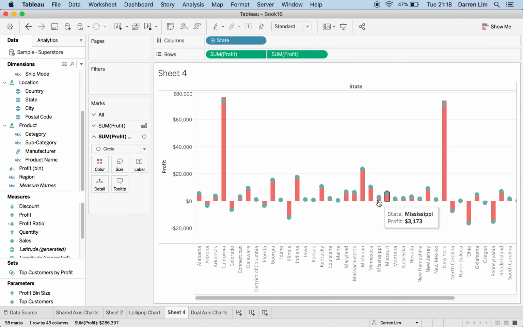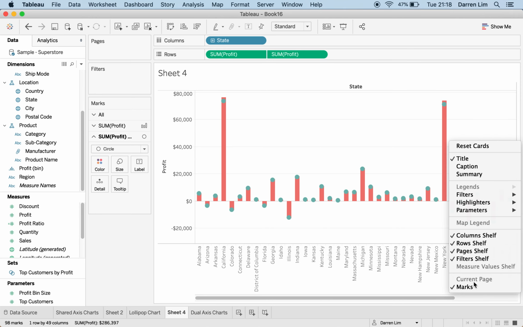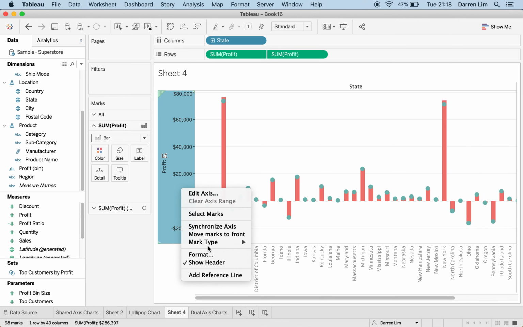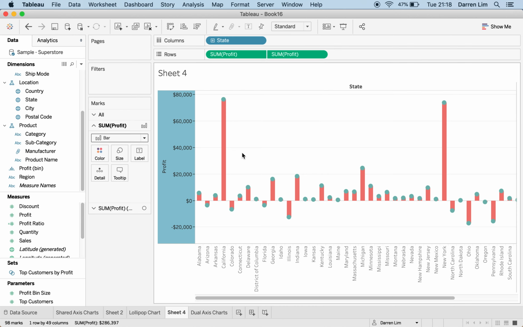If you notice, the lines aren't exactly synchronized. So what we can do is we can try and synchronize the axis here. Right click on the header and synchronize axis. So now it becomes synchronized, and another thing we can do is to enlarge the circles while reducing the size of the bars.